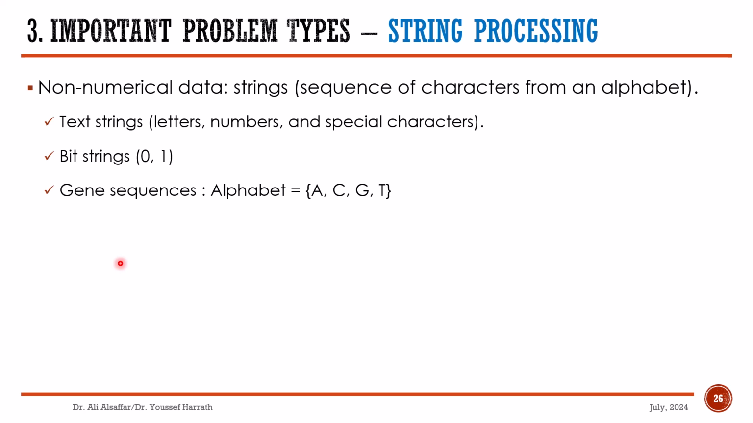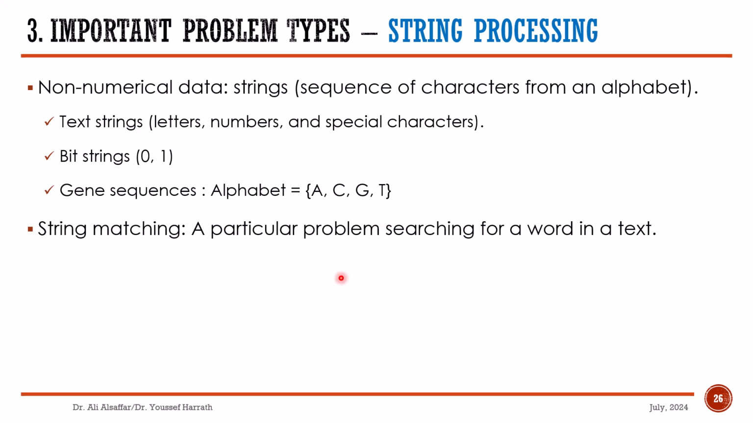Another important problem in algorithms is a string processing problem. But before we talk about the string processing problem, we need to know what is a string. A string is a non-numerical data that consists of sequence of characters from an alphabet. Examples of strings are text strings, which comprise letters, numbers, and special characters, bit strings, which comprise zeros and ones, and gene sequences, which can be modeled by strings of characters from the 4-character alphabet A, C, G, and T.